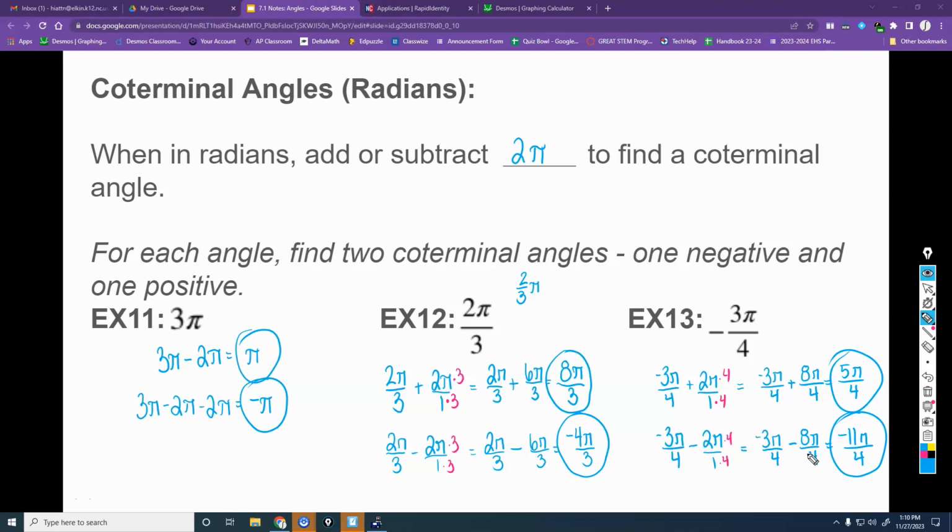And again, you could do this more than once. You could add 2 pi a bunch of times or subtract it a bunch of times, but I would just go with the most simple.